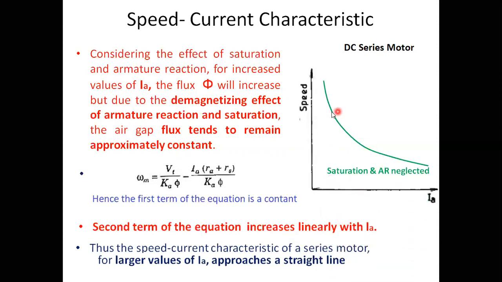This is the graph between speed and armature current when saturation and armature reaction are neglected. That is the equation of a rectangular hyperbola. Now, if we consider saturation and armature reaction, then it will follow this curve. The curve will bend here because it is now becoming the equation of a straight line.